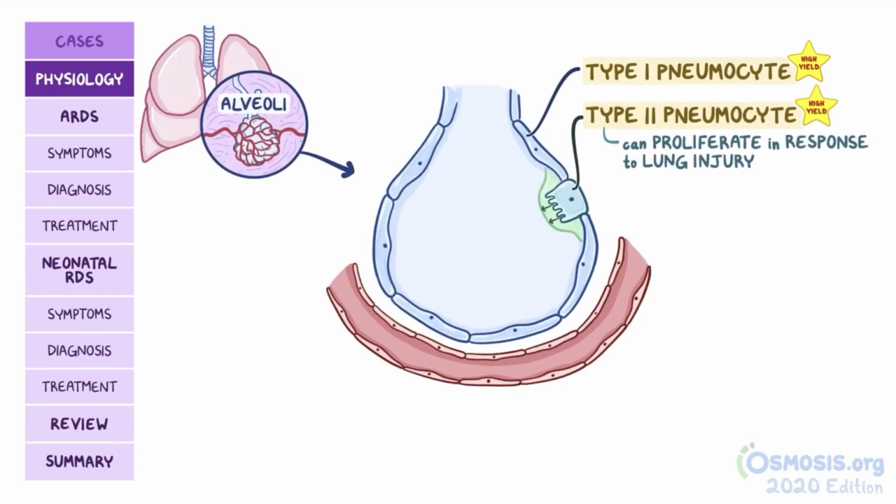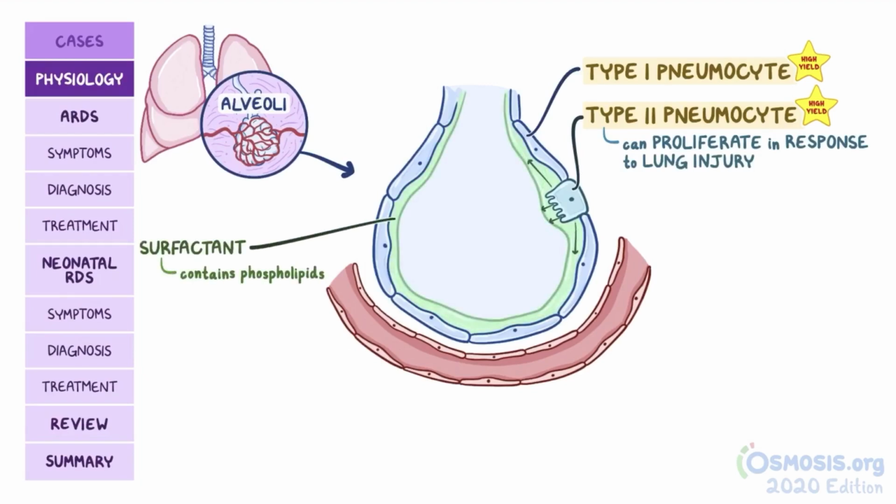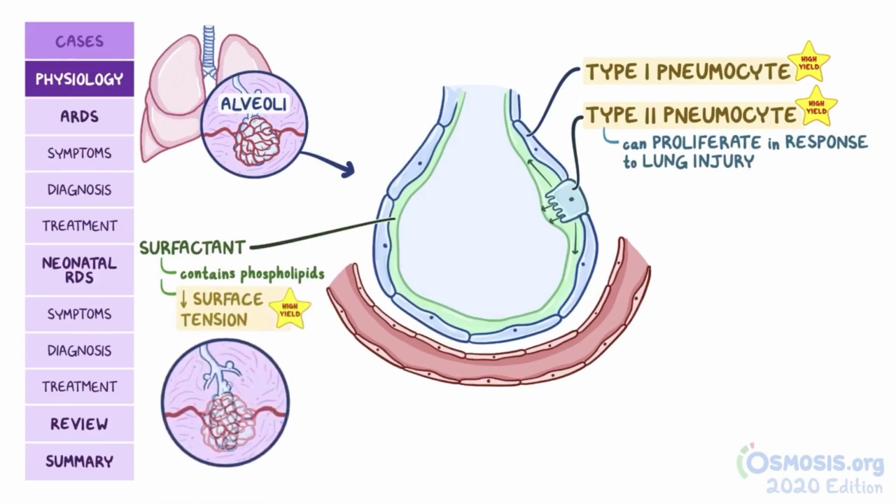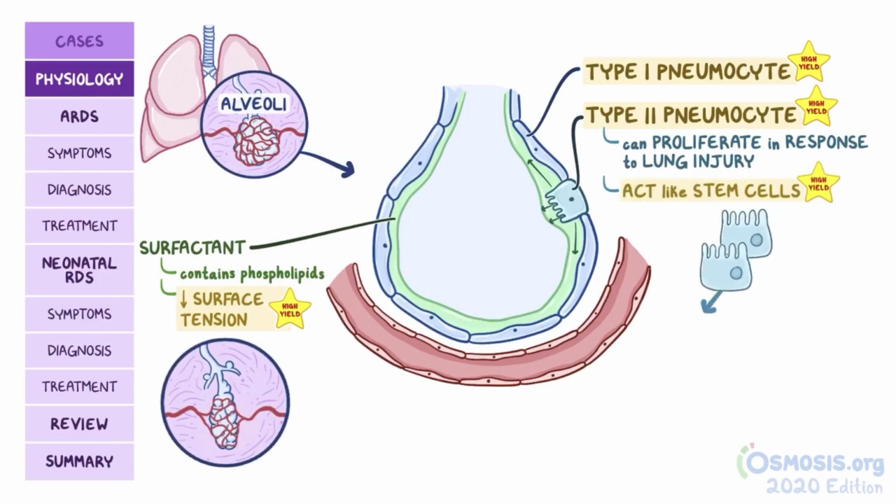They are in charge of making a fluid called surfactant, which contains various phospholipids. This lets it act like droplets of oil that coat the inside of the alveoli, decreasing surface tension, so if it's missing, the alveoli will collapse. These cells also act like stem cells, meaning they can give rise to type 1 cells and type 2 pneumocytes.